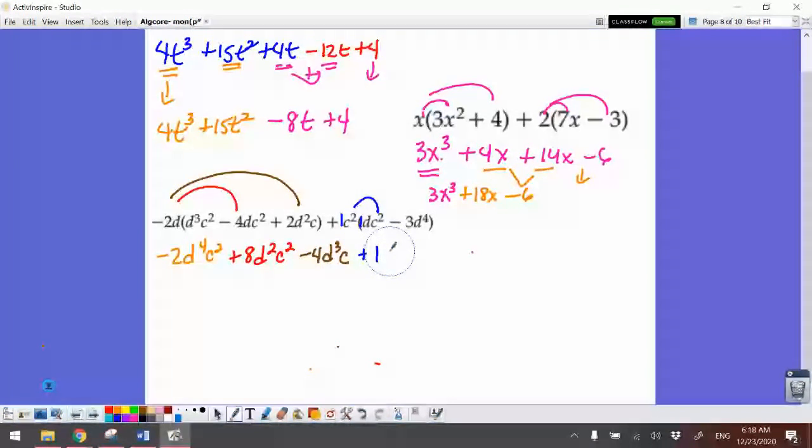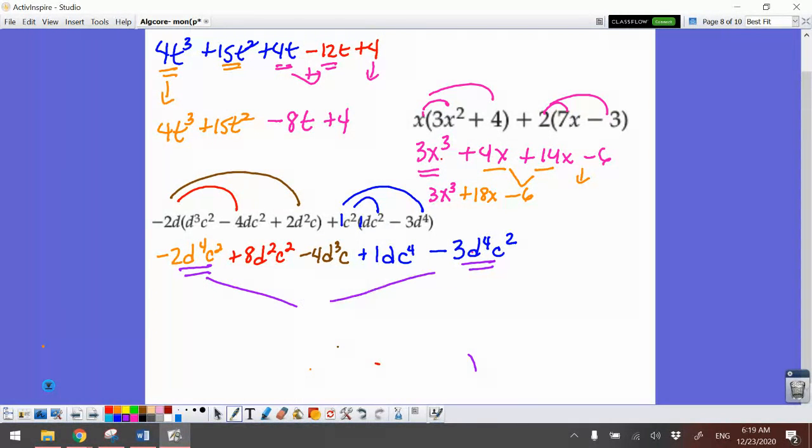And I'm going to go ahead and leave the D's first just because that's how all these are. So a D and a C^4. And then 1 times -3 is a -3d^4c^2. Okay, so do I have any of them that are the same? Well, I see that I have this one right here and this one. So those are the same.